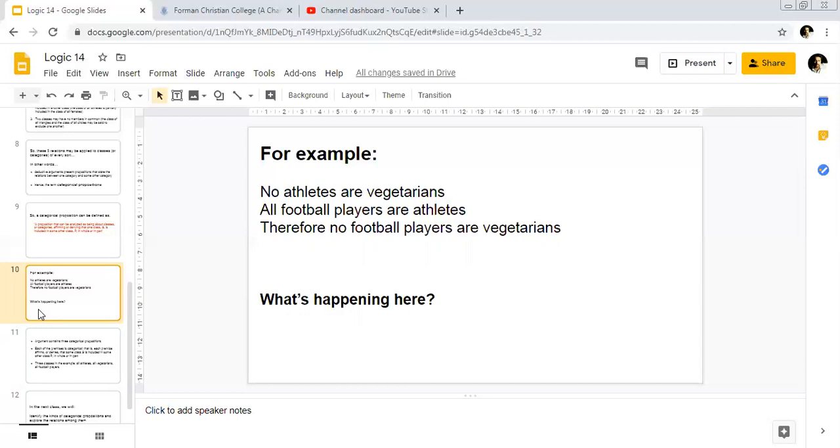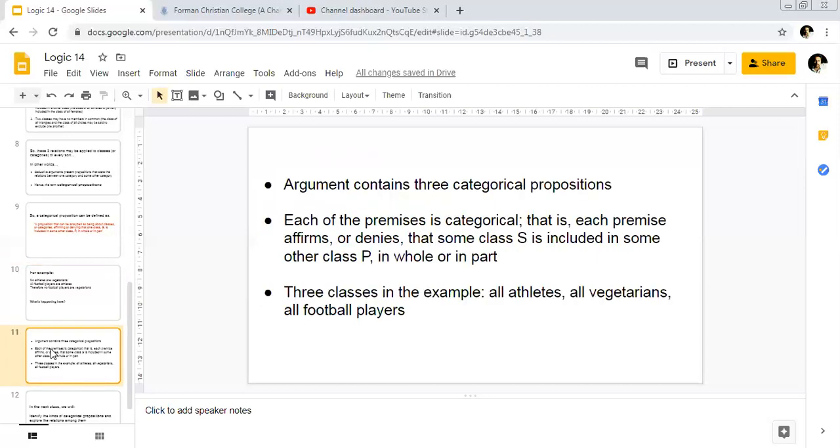So it's about inclusion and exclusion. And obviously the third point is 3 classes in the example. Okay, so we have 3 propositions and 3 classes, or 3 categories, or 3 sets, whichever way you want to understand this, which is athletes, vegetarians, and football players.